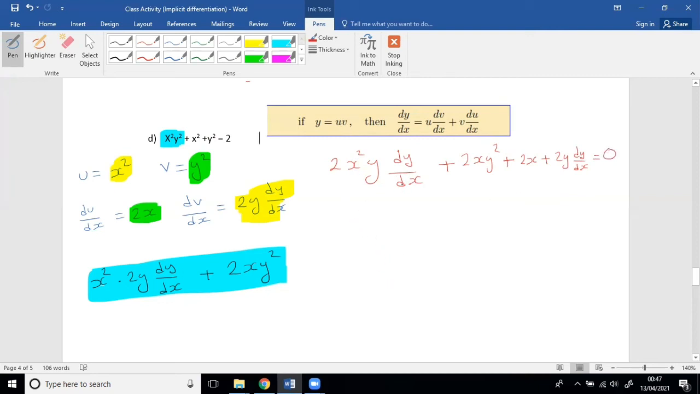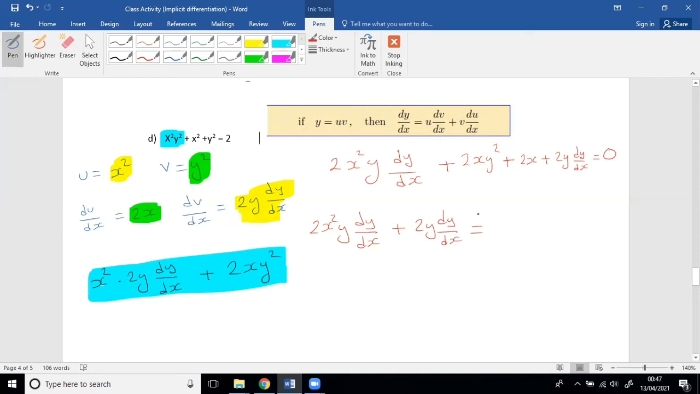As you can see now, I ended up with dy dx here and dy dx here. So I'm going to keep dy dx on one side and remove everything else to the other side. If I do that, I'll end up with 2x squared y dy over dx plus 2y dy over dx equal to, I'll move anything which has not been multiplied by dy dx. So for example, here I've got 2xy squared and then plus 2x.